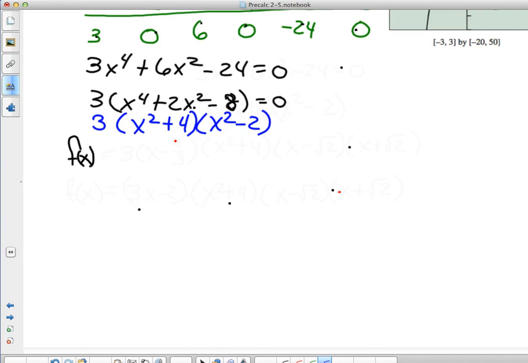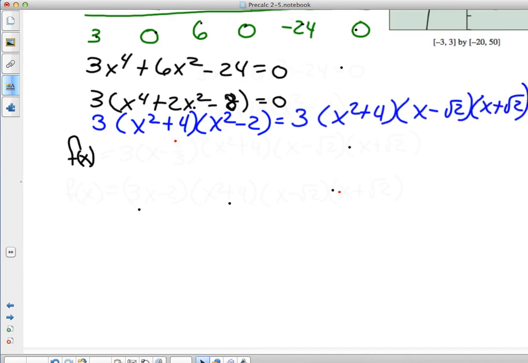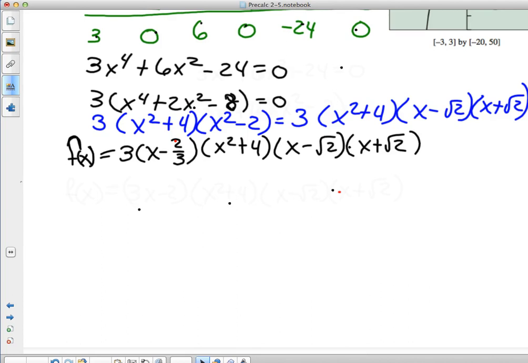Now, keep in mind that x squared plus 4 is an irreducible quadratic factor, unless I pull out imaginary values. I'm going to factor x squared minus 2 one more time, because that's my reals, and it's reducible. I got 3 times x squared plus 4, x minus the square root of 2, x plus the square root of 2. So my final answer should look something like that.